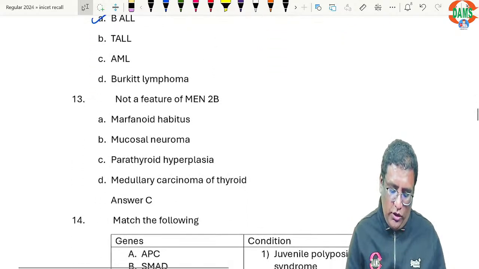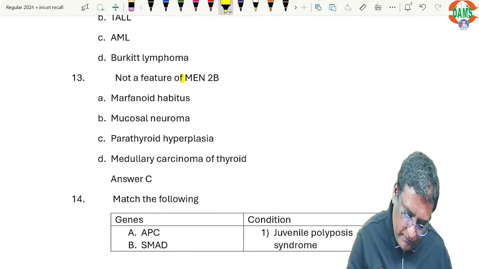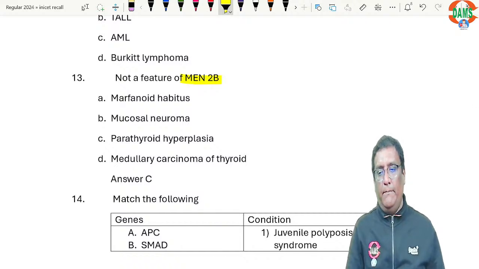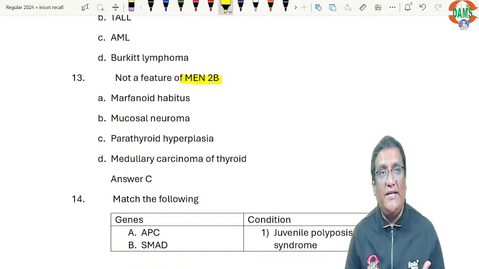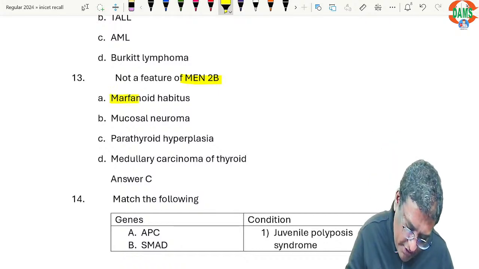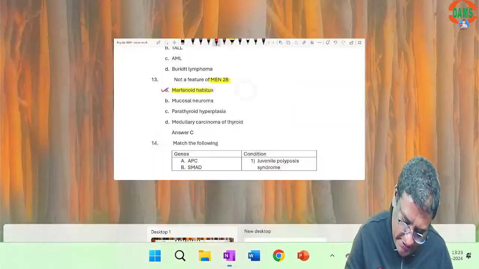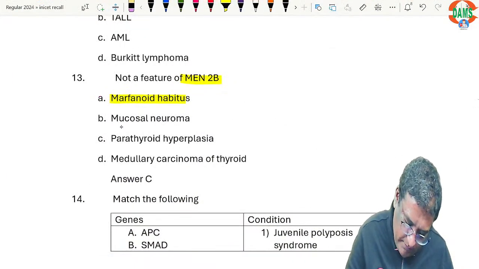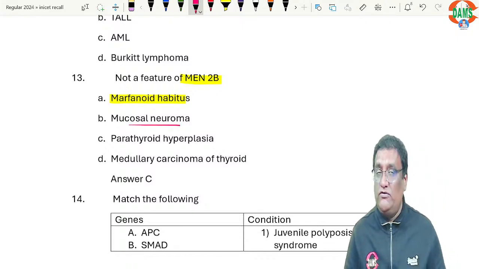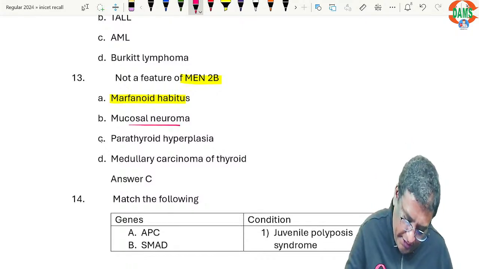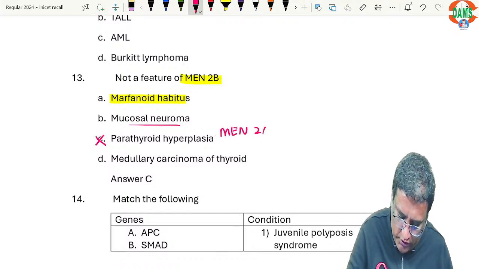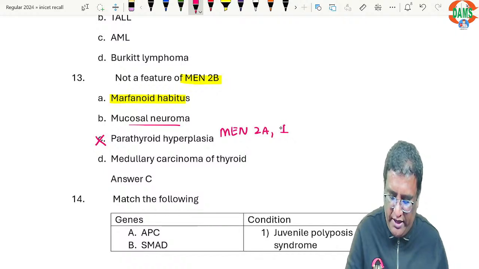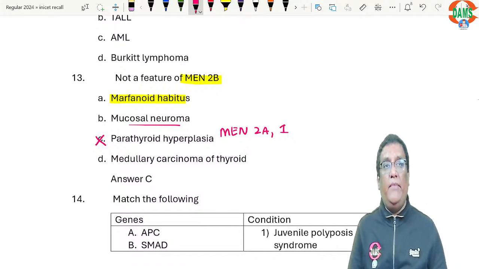Next, not a feature. Question number 13. Not a feature of MEN 2B was asked. MEN 2B, again MEN syndrome. We discussed this in class. Most important is MEN syndrome, marfanoid habitus. MEN 2B will have marfanoid habitus, so that is not the answer. Mucosal neuromas, ganglioneuromas will be there. That is also there. Parathyroid hyperplasia, no. Parathyroid hyperplasia will be seen in MEN 2A and MEN 1 also. You can see parathyroid lesion, not in MEN 2B.